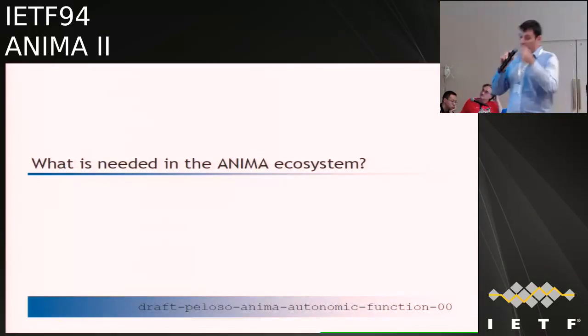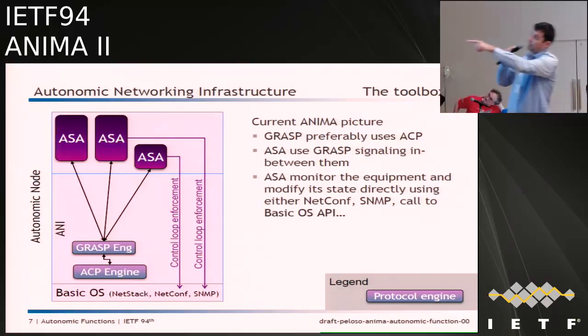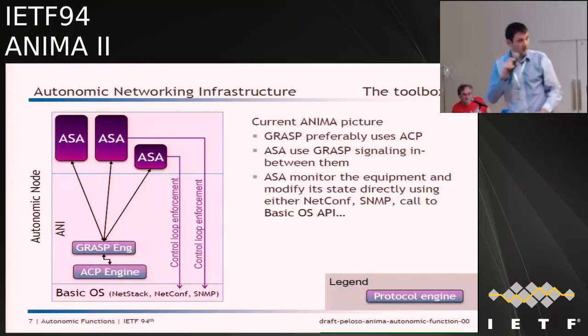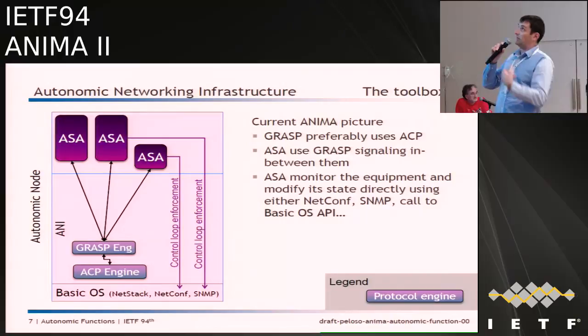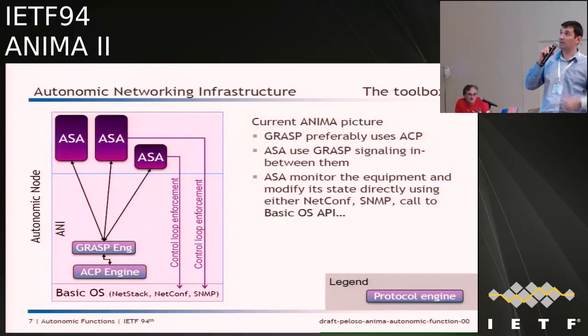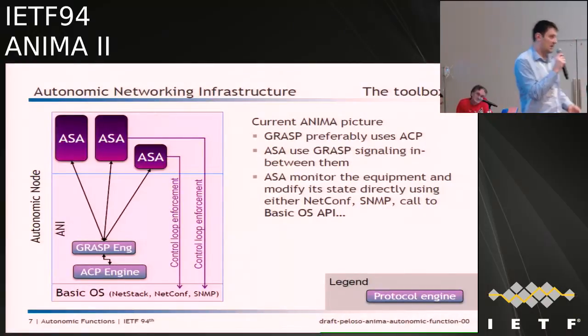Next slide, please. So if we take the current ANIMA work items and put them together, we have ASA. The ASAs are manipulating the network resources through configuration. So they are using NETCONF, SNMP directly. They don't use GRASP for that. But for the signaling between themselves, for ASAs to communicate with each other, they use GRASP. And GRASP in itself is using ACP. Okay, so that's the current situation.